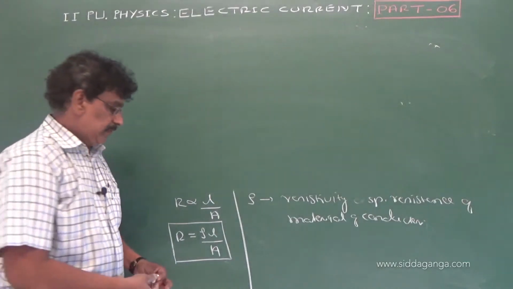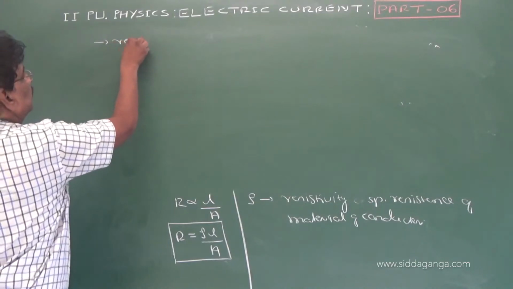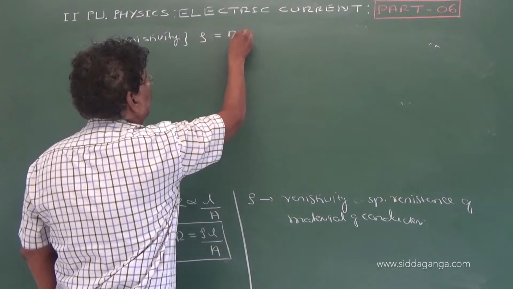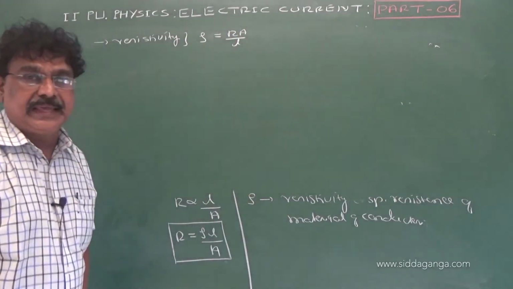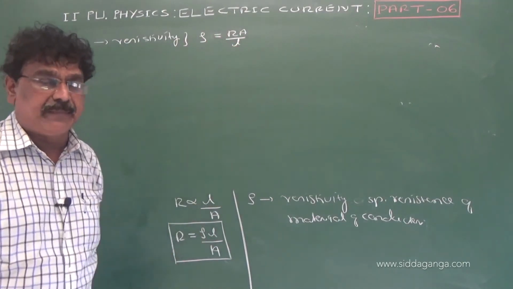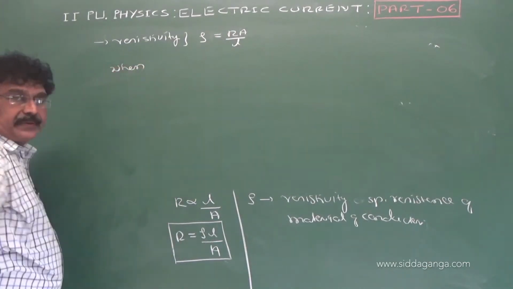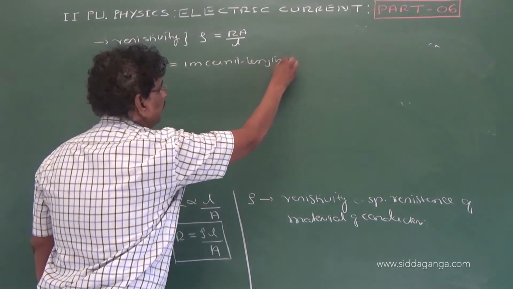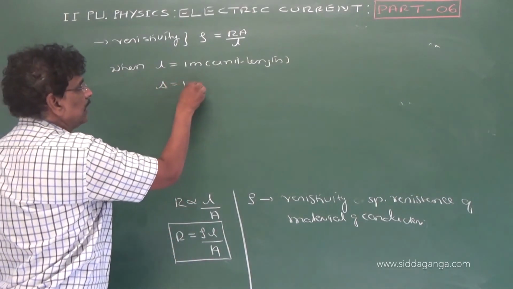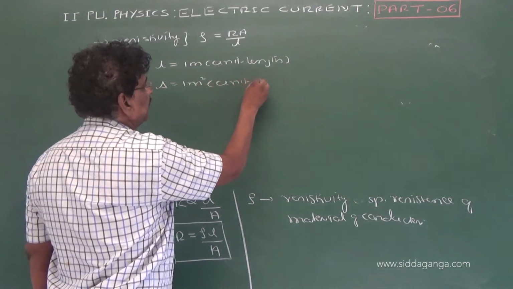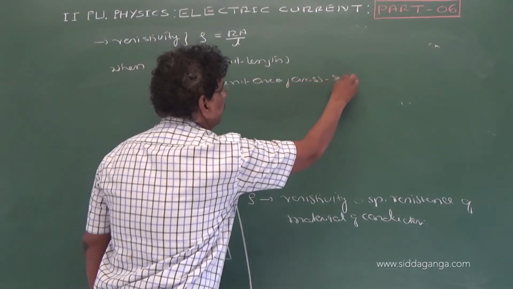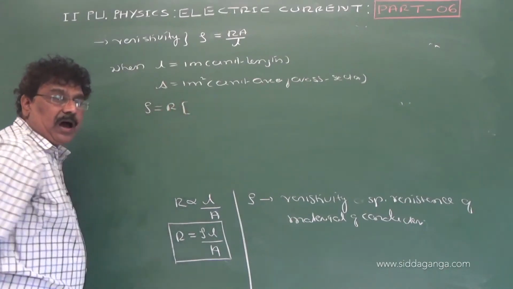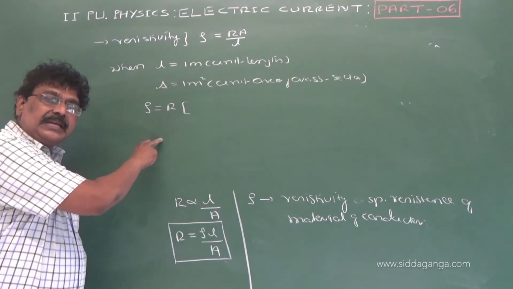Now, from this equation, we have resistivity rho is equal to R into A by L. So when L is equal to 1 meter, that is unit length, and A is equal to 1 meter square, unit area of cross section, then rho is numerically equal to R. That is, the value of R is equal to the value of rho.